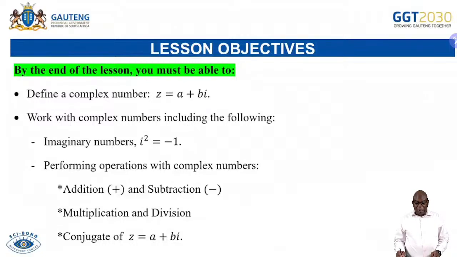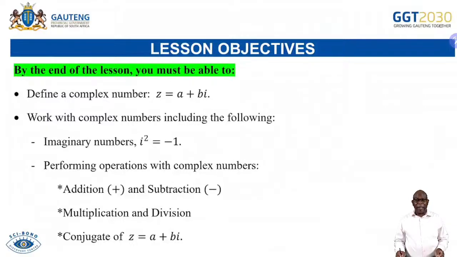By the end of this lesson, you must be able to do the following. These are bullets that we need to understand, and we need to know how to do this, so that we can achieve the 15 marks that are in that question. Define a complex number. You must know what a complex number is. We need to work with complex numbers, including the following.